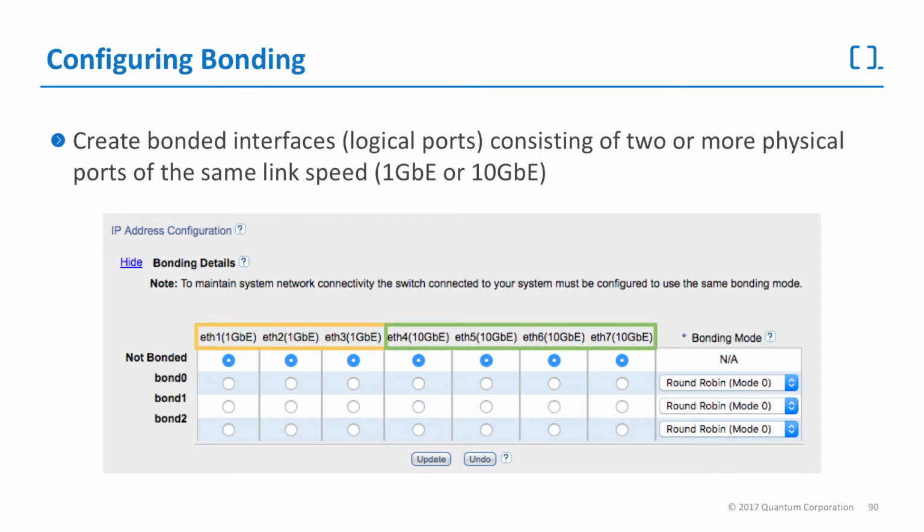Here is a screenshot of the bonding details section from the GUI. On this particular DXi 6900, I have 7 Ethernet ports that I can configure. 2 or more physical ports of the same link speed can be bonded. No mixing or matching port speeds. On this DXi system, I have 3 1 gigabit Ethernet ports and 4 10 gigabit Ethernet ports. I can only bond the ports in the yellow callout with each other, likewise for the green.